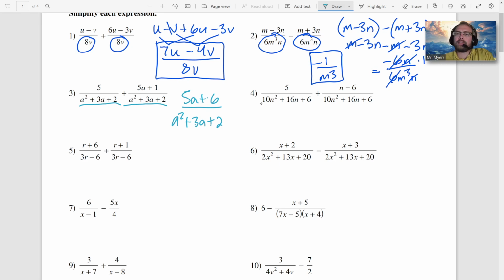Again, with the denominators, they're the same again. Exactly the same. 10n squared plus 16n plus 6. So I add the tops up. 5 plus negative 6 would be minus 1. This one might actually factor a little bit. So the bottom has a factor of 2, it looks like. Everything has a factor of 2. So I could write that real quick as 2, and then in parentheses 5n squared plus 8n plus 3.